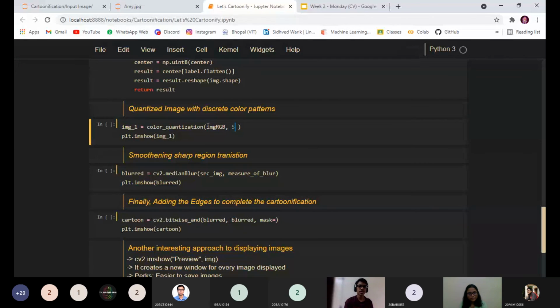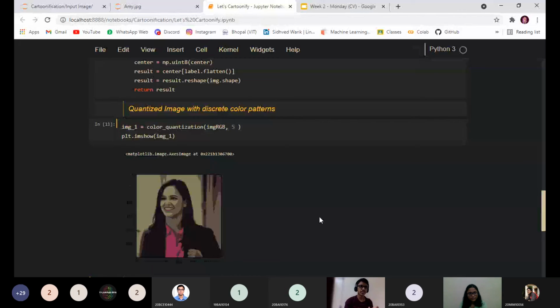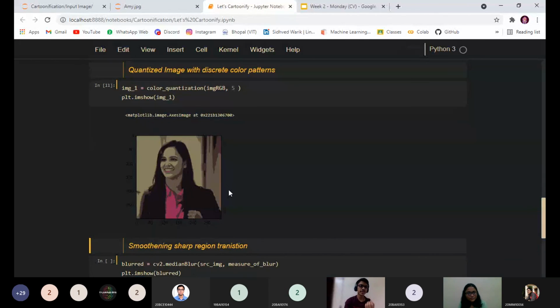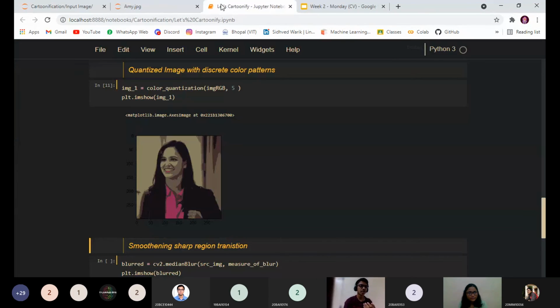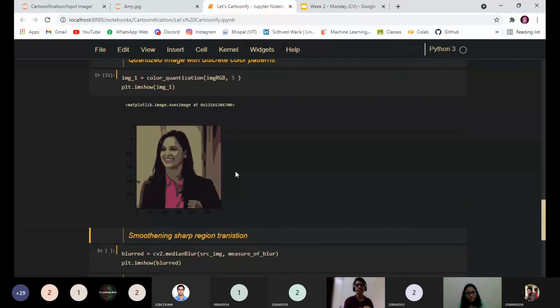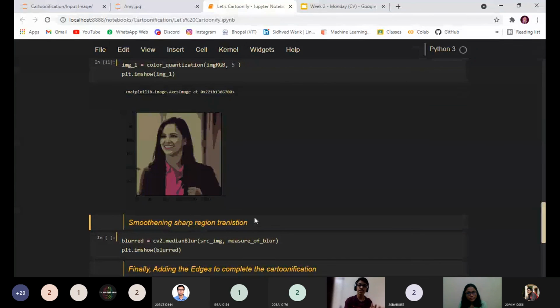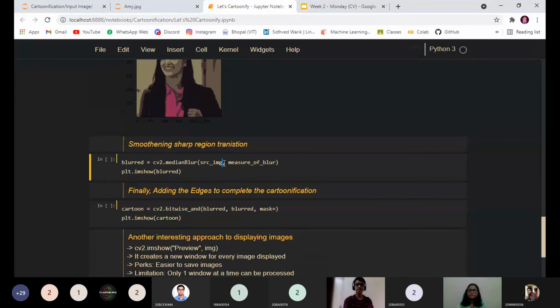Okay, so if you compare it with the original image, I'll wait for it to load. Just a minute. Okay, so you can see it's pretty clear. It has very smooth transitions, as it's the original image. But if you get back to the cartoonified image, you can see that all the regions have been separated out, but the transition isn't that smooth. It could be better. So let's move on to sharpening the region transition.